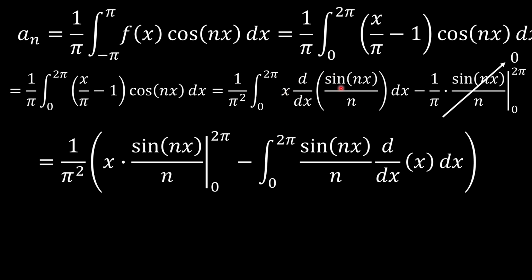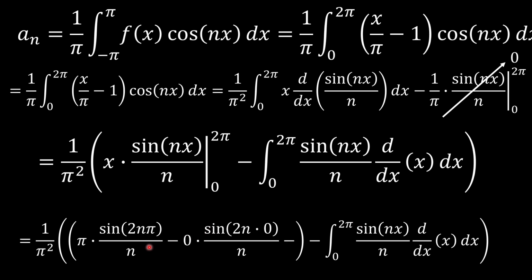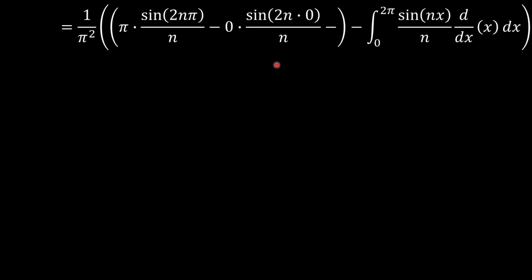And as we can see, using integration by parts, we have x times sine nx over n, 0 to 2 pi, and then we have sine nx over n times the derivative of x integrated from 0 to 2 pi. Again, plugging in the limits, these go to 0, and we're left with just this integral here, negative 1 over pi squared times the integral from 0 to 2 pi of sine nx.